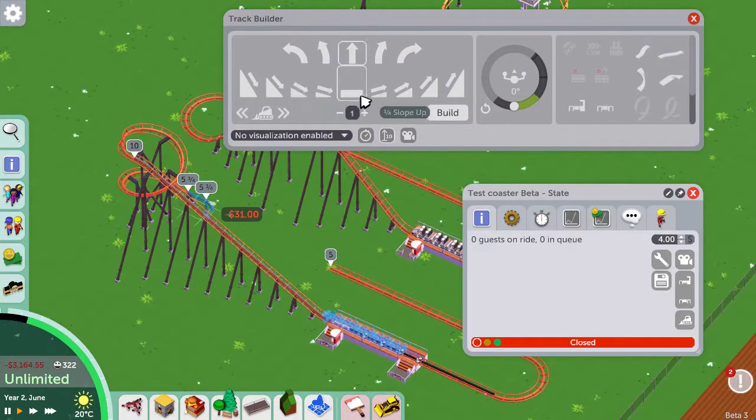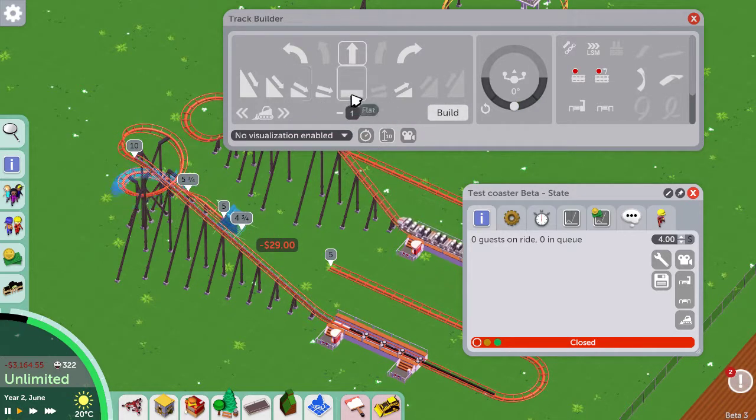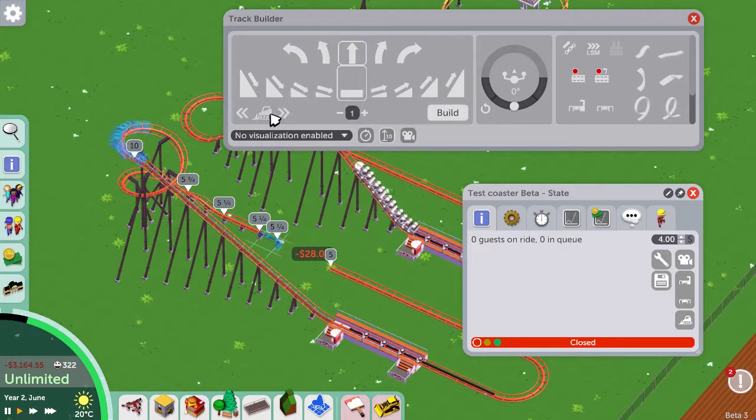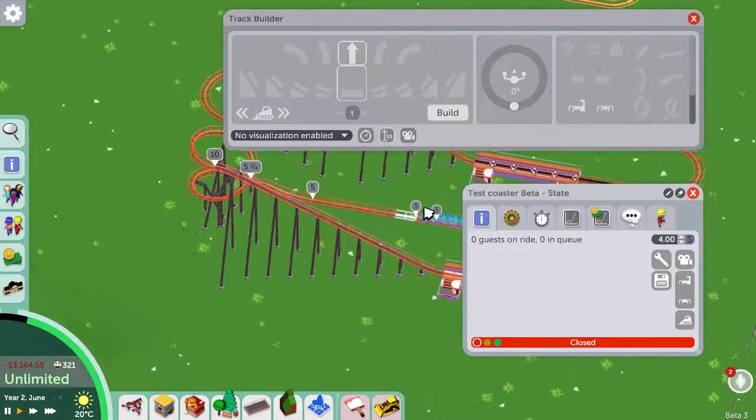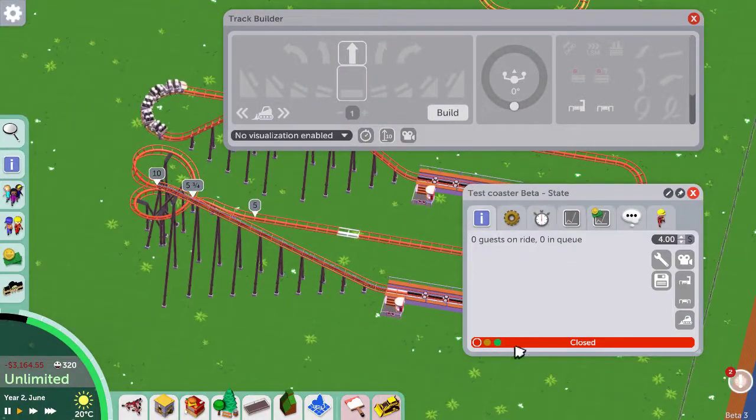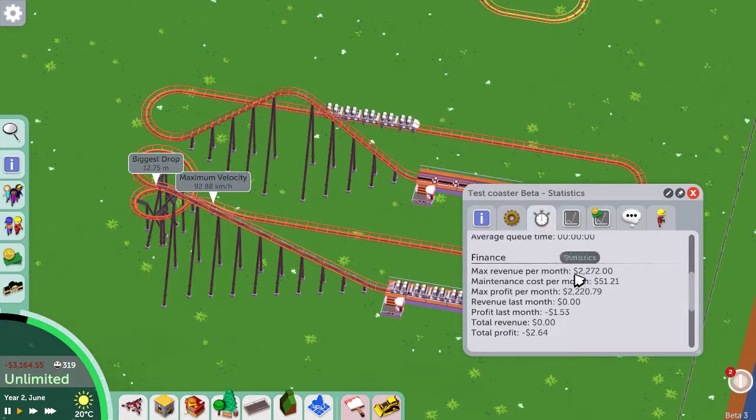We're actually still a little too high. That's okay though. We'll just do this. Oh. There you go. And we're good. All right then. We'll test the roller coaster.